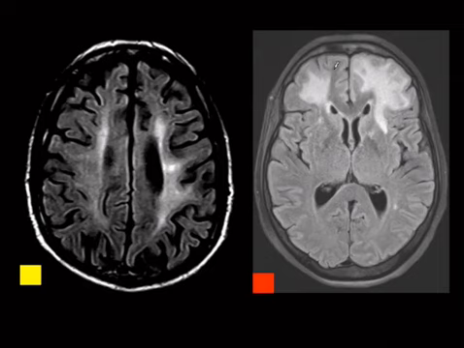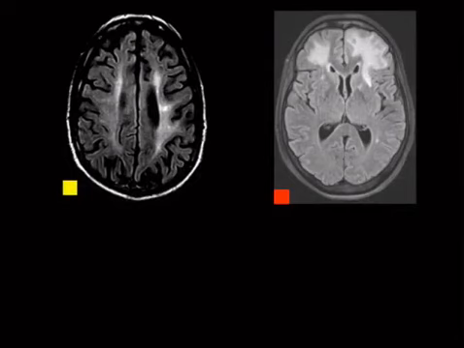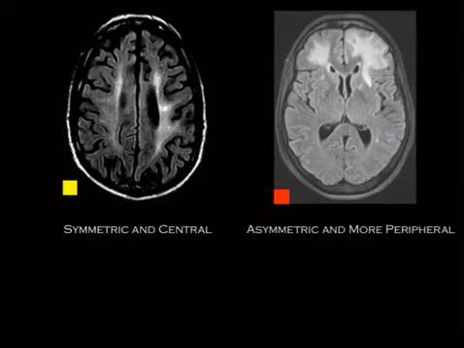And we've got hyperintense signal. Let's look at the patterns here. This one here has a very central and symmetric appearance. This one here is more peripheral. It's going all the way out into the edges. And it's more asymmetric, right? It's bigger on this side than that side. So central and symmetric, asymmetric and more peripheral. This red one here involves the U fibers.